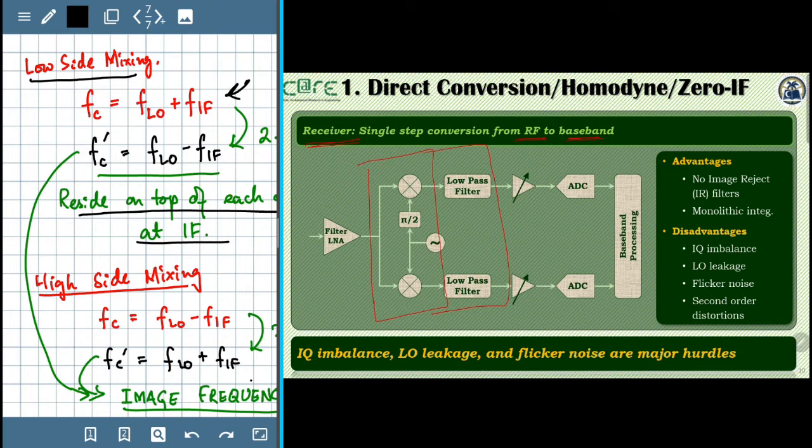The advantages of this architecture are that no image reject filters are needed because there is a single step conversion, and we have seen earlier that the issue of image frequency arises whenever we have heterodyne architectures. So there are no image filters needed. Another advantage, as I mentioned earlier, is monolithic integration, but the disadvantages remain the same.